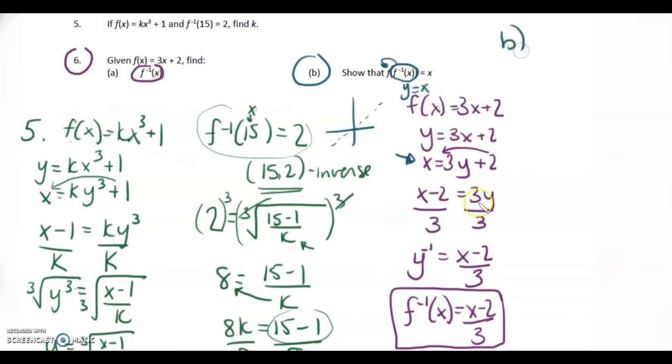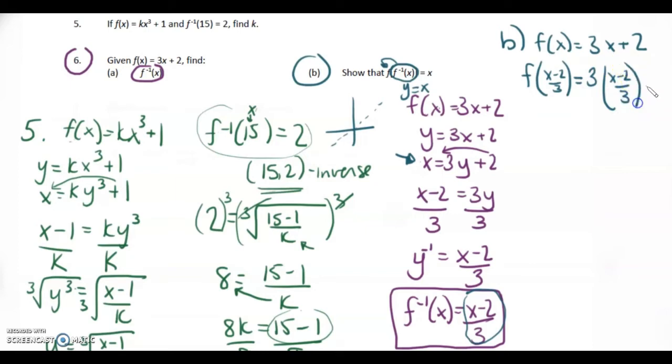So let's substitute this equation in for the original. So we have f at x is 3x plus 2. So if we were to actually sub in, so f at x minus 2 over 3, what would that look like? So we'd have 3 times x minus 2 over 3 plus 2. Okay, take a look at this. These 3's cancel out. We're left with x minus 2 plus 2. Those two cancel out, and we're left with x.